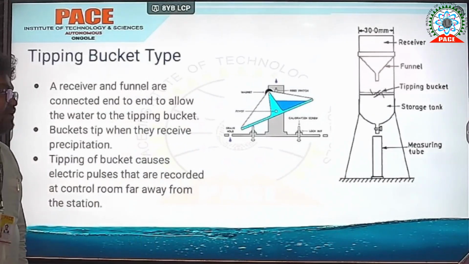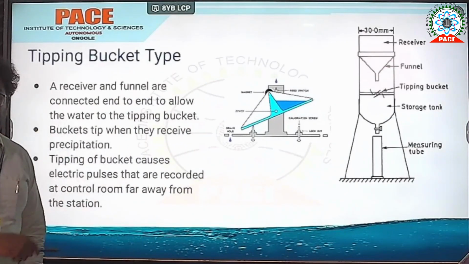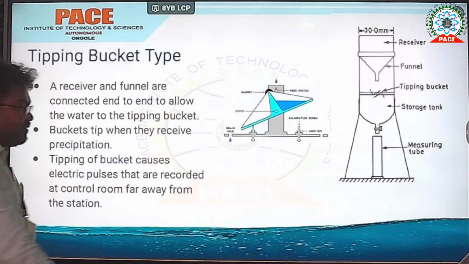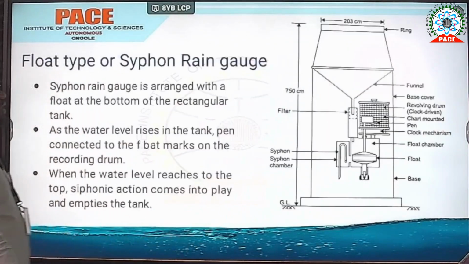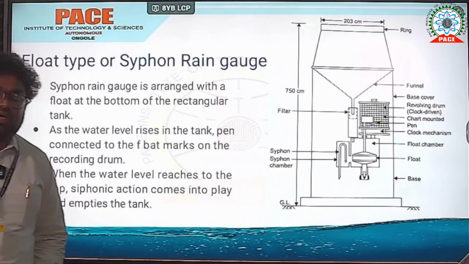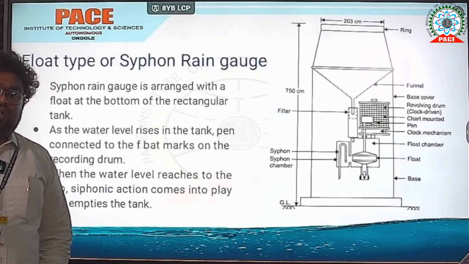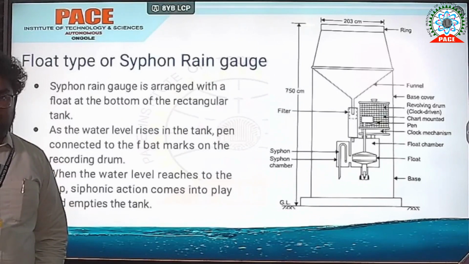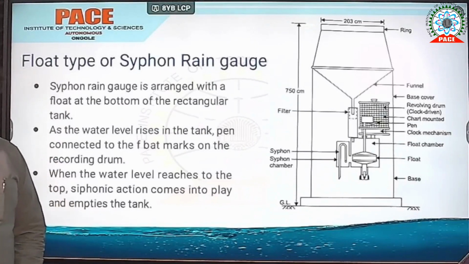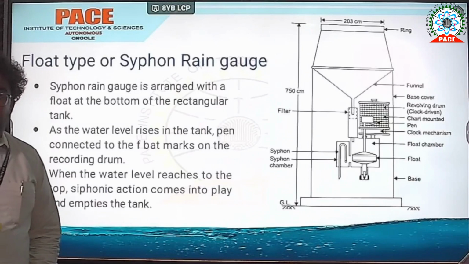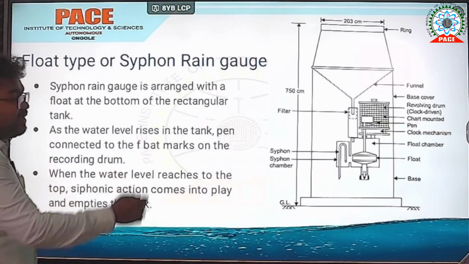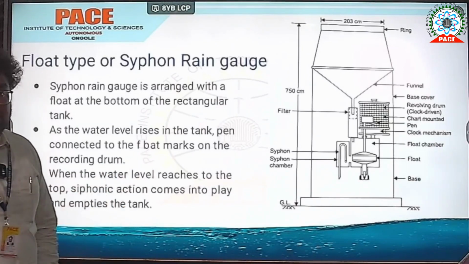Keeping in view all these types of rain gauges, the fourth type was introduced, that is the float type or siphon type rain gauge. So what is float type or siphon type? As you have studied in earlier physics classes, what is siphonic action? The siphonic action is that whenever a liquid and vacuum are filled in a particular area, if we move that vacuum outside, automatically the liquid also goes outside with that vacuum. In this type of rain gauge, the vacuum action occurs. So now let us see.